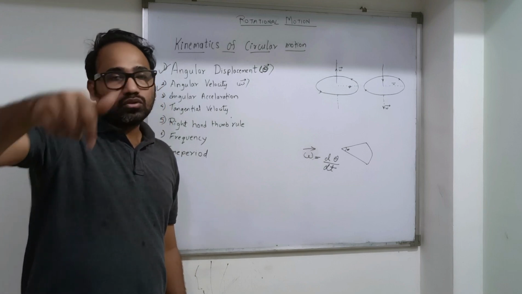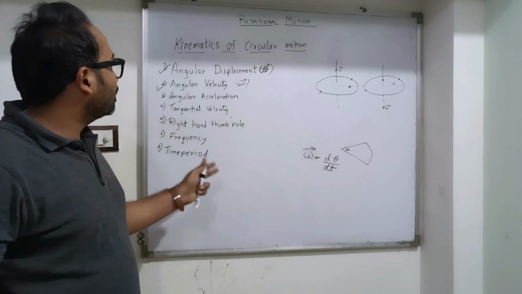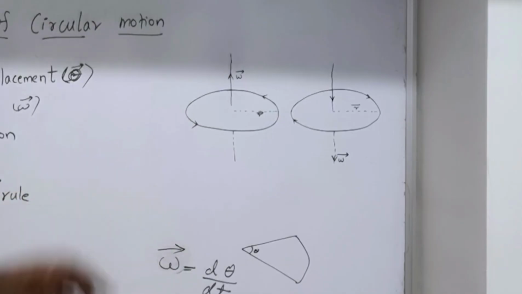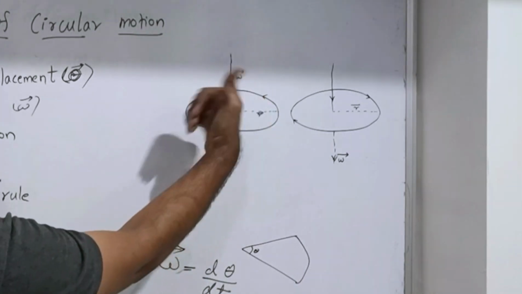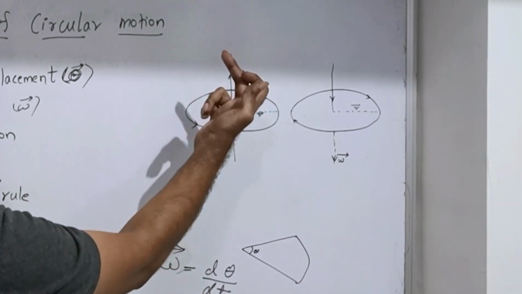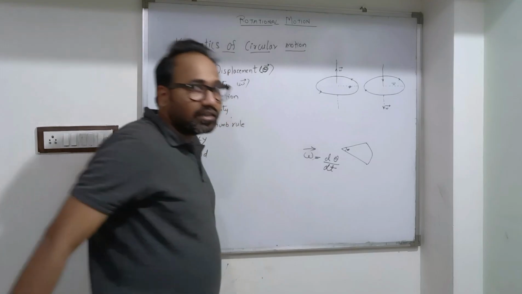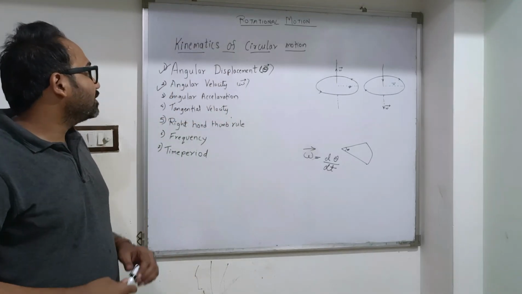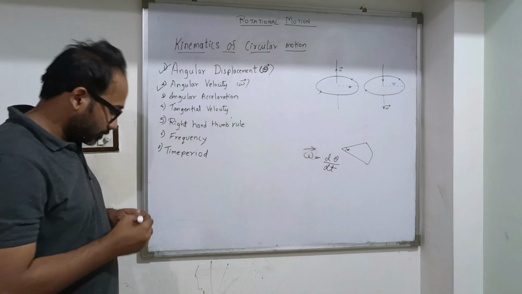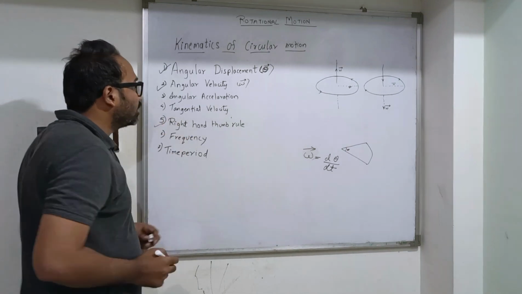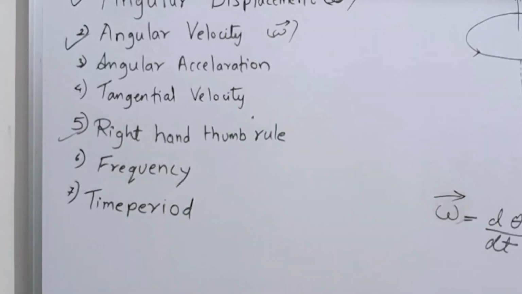Okay. So that's how the direction of angular velocity would be decided. If it is moving like this, the angular velocity would be up. If it is moving like this, the angular velocity would be down. So that is angular velocity, and we have understood how to identify the direction with the help of the right hand thumb rule.